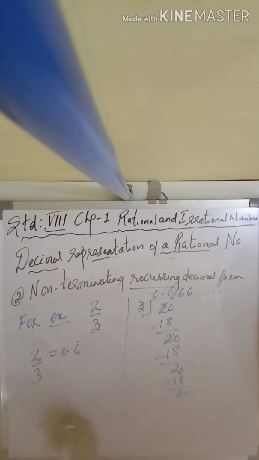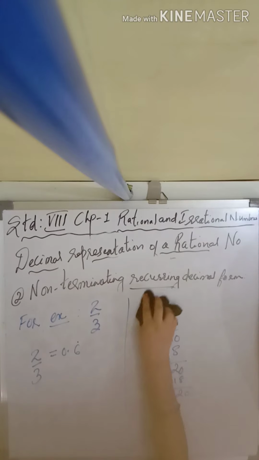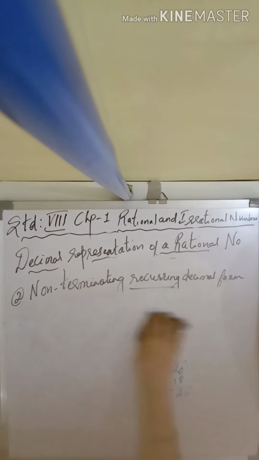This is the way, when you solve the sum and finally get this, you can directly show it by this symbol of recurring. Now one more example I'll take to explain non-terminating decimal form. Let me take one more example.